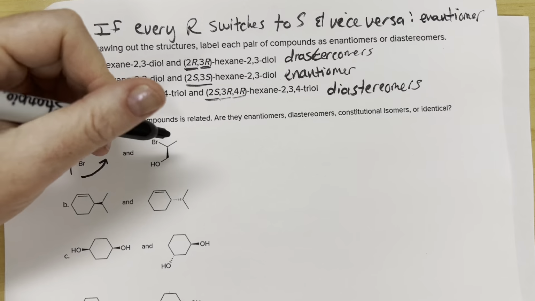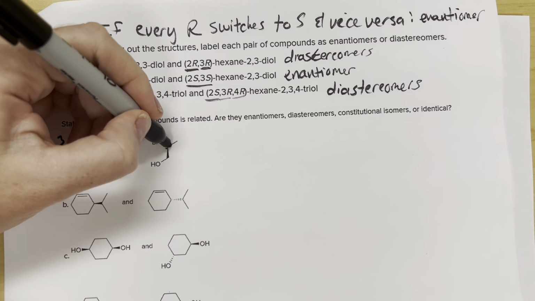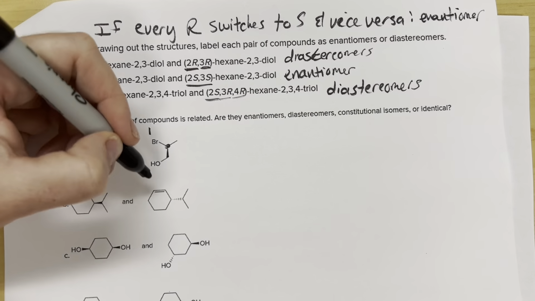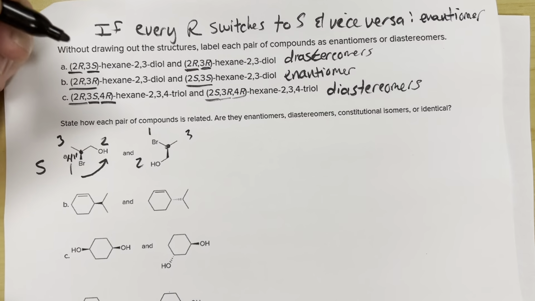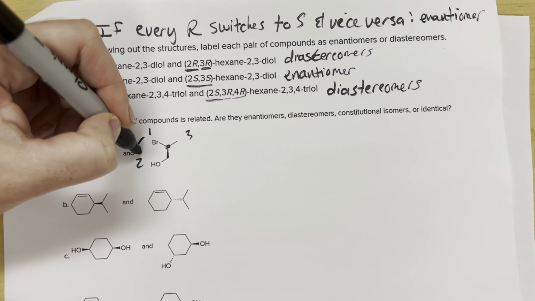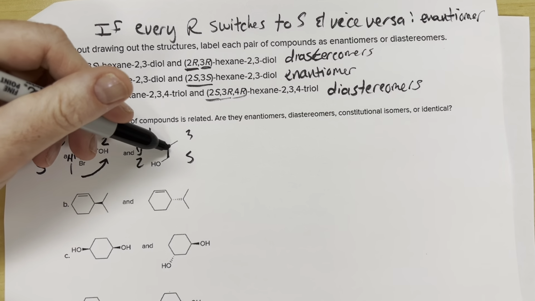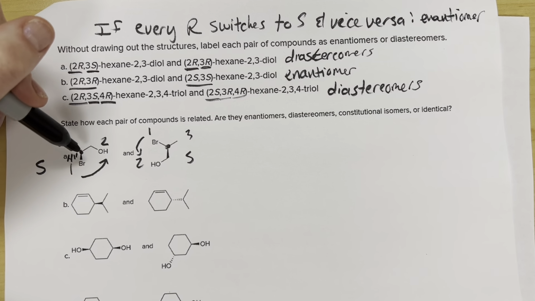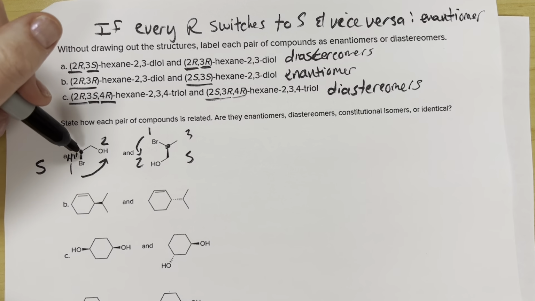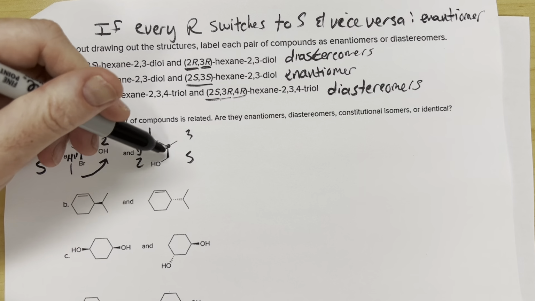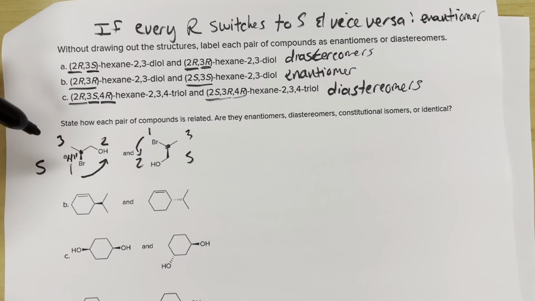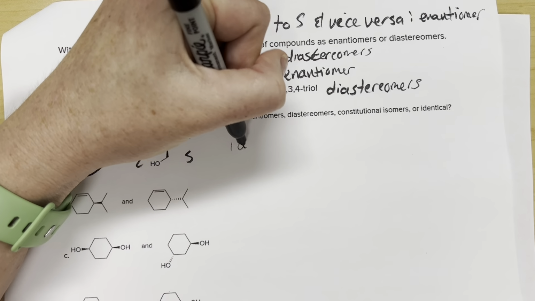Looking at this one, my center's right here. My priority is 1, then 2, then 3. Goes from here to here to here. This is also an S. This chiral center right here, both of them have this ethanol group, a bromine and a methyl. It's got an ethanol, a bromine, and a methyl. They're both S configuration. These are actually identical.